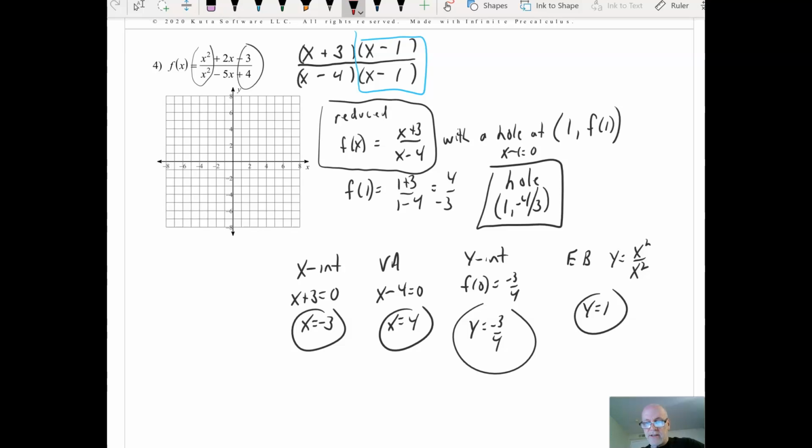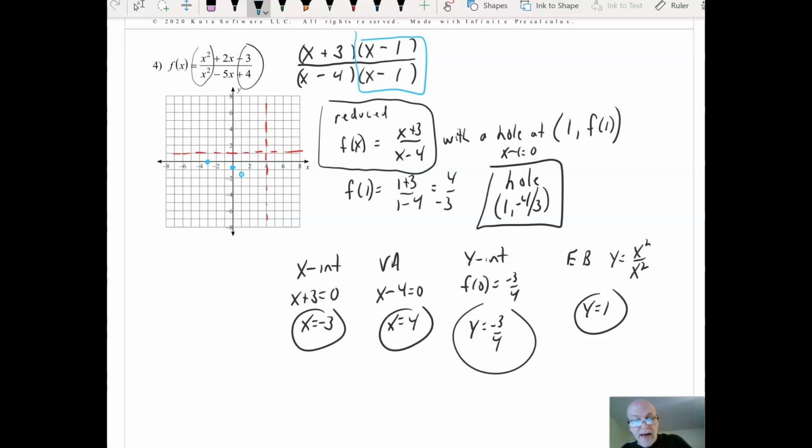So I've got a vertical asymptote at 4. I've got a horizontal asymptote at 1, y equals 1. So there are only 2 branches to this one, and I'm just going to have to figure out what happens on the left side and the right side. Hopefully I have enough clues here. Let's see what happens. I know I have an x-intercept of -3, so there's an x-intercept right there. I know I have a y-intercept of -3/4 right there. And I know I have a hole at (1, -4/3).